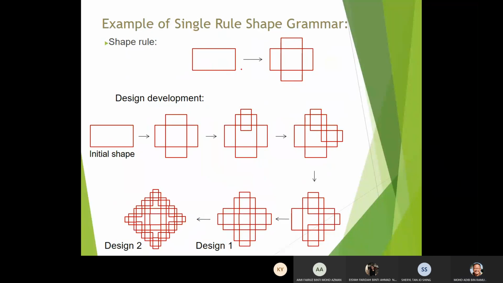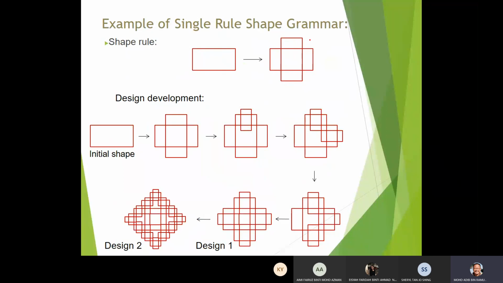It doesn't matter the size. Even though in the rule the size is this big, once you apply the rule, you are creating 4 smaller rectangles. It is the same, at least in terms of scale. Maybe this is a scaled down version of this, but it is the same shape. So as long as it is the same shape, and it is a scaled down or scaled up version of the original shape, then you can apply the rule.